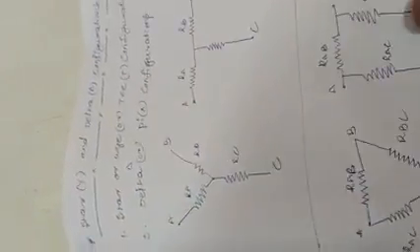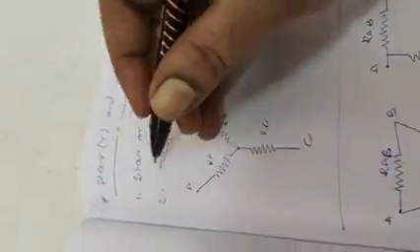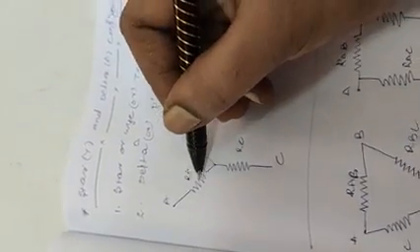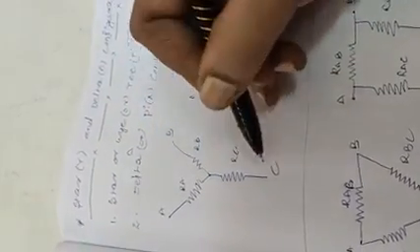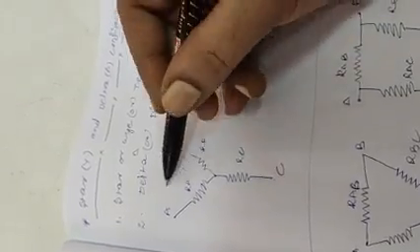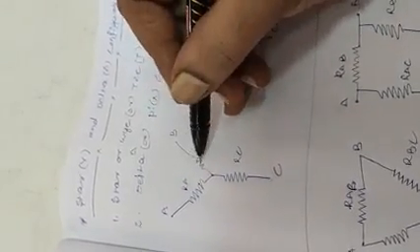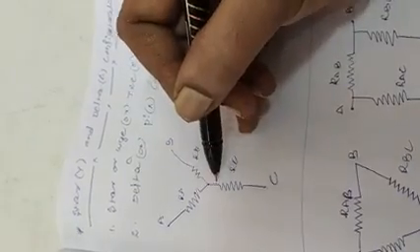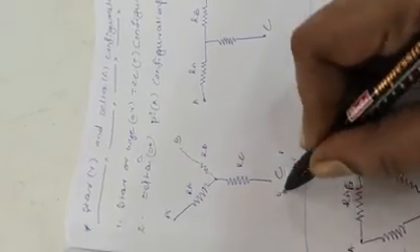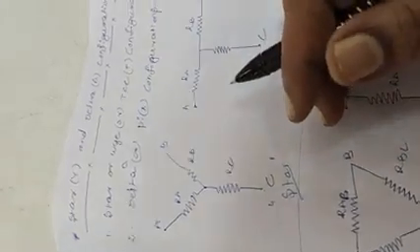Now when resistances are combined like this, this is RA, RB and RC. A, B, C are the end points. When similar resistors are combined like this, it is called a star. It looks like a star, so this circuit is called a star configuration. Simple, very simple.